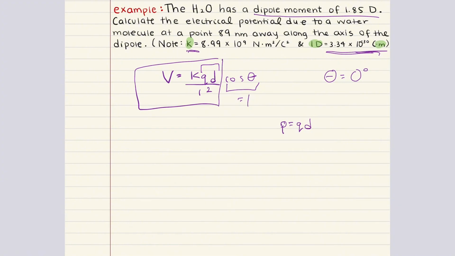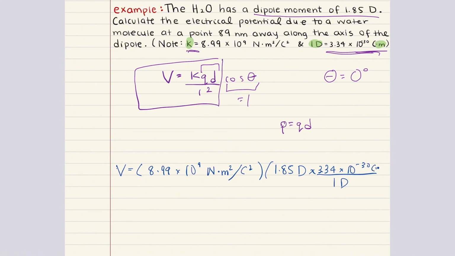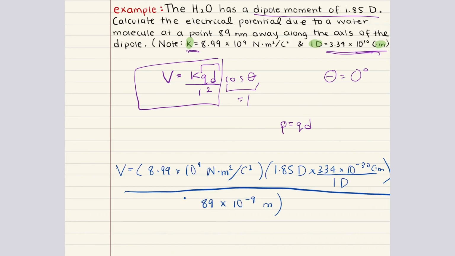So let's go ahead and start to plug values into this equation. V is equal to 8.99 times 10 to the 9 Newton times meter squared over Coulomb squared. This is going to be multiplied by our dipole moment, QD, 1.85 debye, and we want to go ahead and convert this to Coulomb times meter. 1 debye is equal to 3.34 times 10 to the negative 30 Coulomb times meter. So this is our numerator. This is all going to be divided by 89 times 10 to the minus 9 meters, and this is squared.